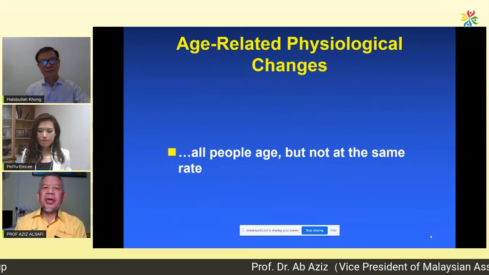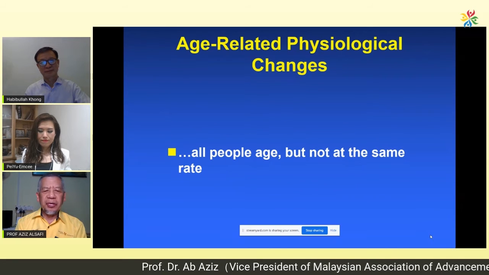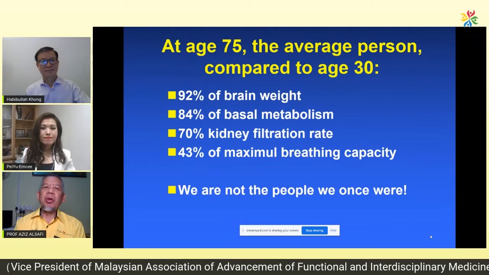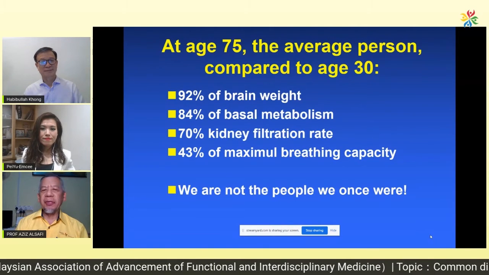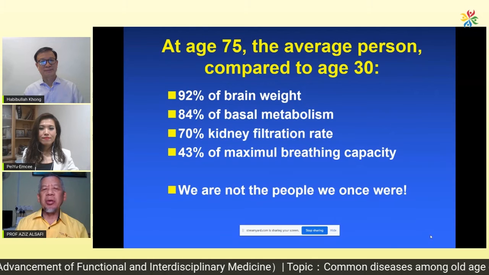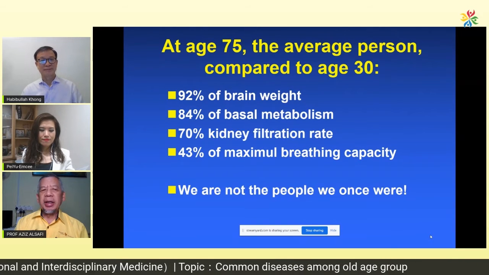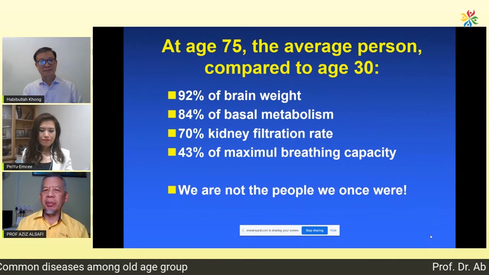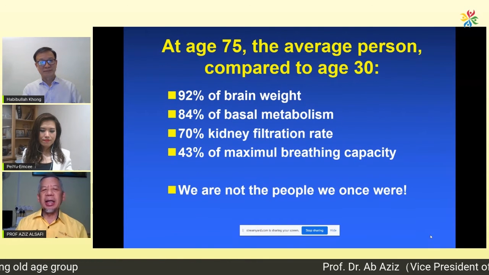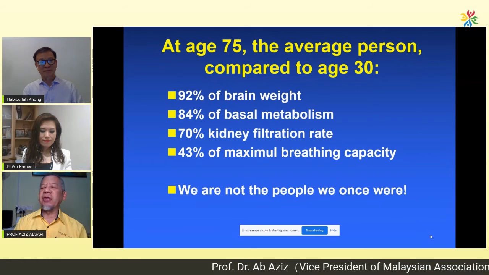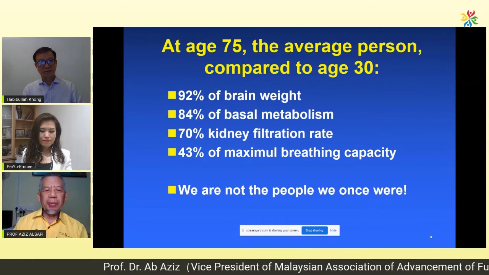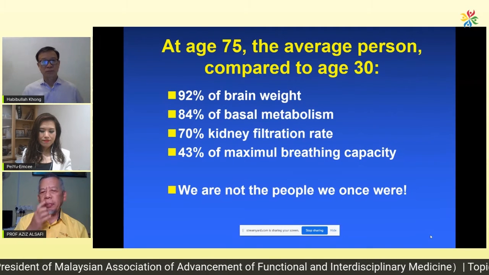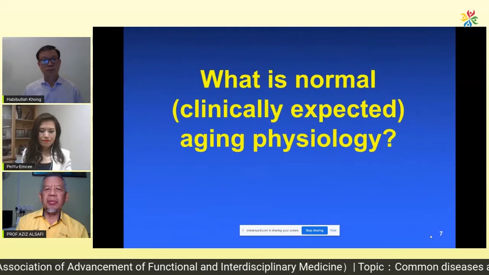And age-related physiological changes: all people age but not at the same rates. If you compare the average person at age 75 to age 30, there is 92% of brain weight, 84% basal metabolism just by aging only, 70% kidney filtration rate, and 43% maximal breathing capacity. So we are not the people we once were because of aging.